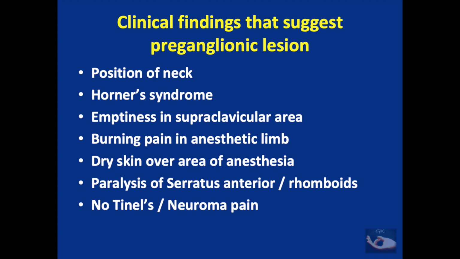So clinical findings that suggest preganglionic lesion are the position of the neck, the presence of Horner syndrome, the presence of emptiness in the supraclavicular area and burning pain in the anesthetic limb, dry skin over the area of anesthesia, which can be tested by moving a plastic pen over the area, paralysis of serratus anterior and rhomboids, and absence of tinel's sign or neuroma pain. It is not enough just to do a complete physical examination of a brachial plexus injury. It is also important to document it correctly and analyze the results of the examination.